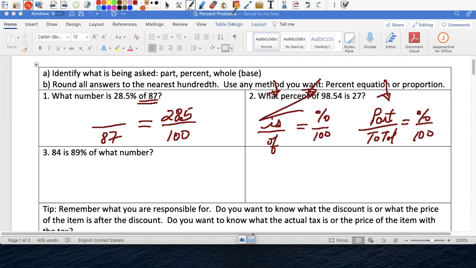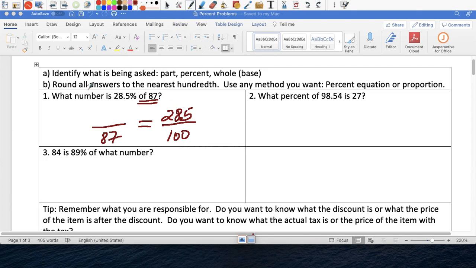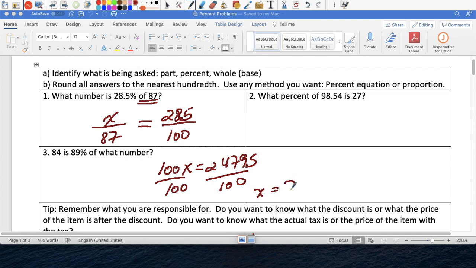All right, so you have $87. I take 28.5% away from you. So here's my x. Cross multiply, 100x equals, I gotta use a calculator, 87 times 28.5, and that gives me 2,479.5, which I'm going to divide by 100, and x equals 24.795. You're going to have this in your calculator, right? So we're going to round this to the nearest hundredth, cut it off here, and that becomes 24.8.